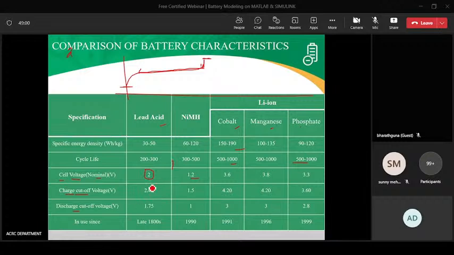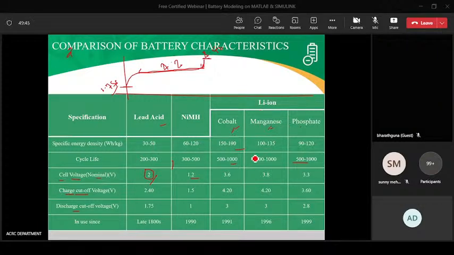So this one I was talking about is the nominal, and this is the charge cutoff. For the lead acid battery, this one will be the nominal voltage, and the charge cutoff voltage here will be 2.40 volt, and this one will be 1.75. So this one was lead acid, and similarly for nickel metal hydride, this one will be 1.2, the higher one will be 1.5, and this one will be 1. So we can see the comparison.